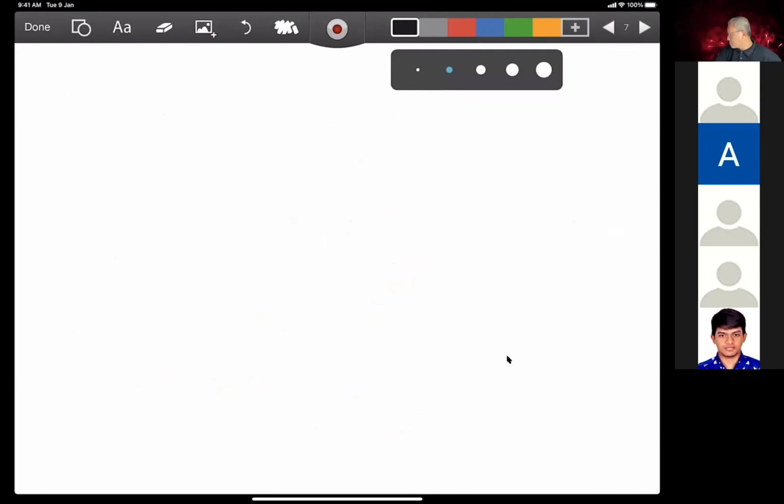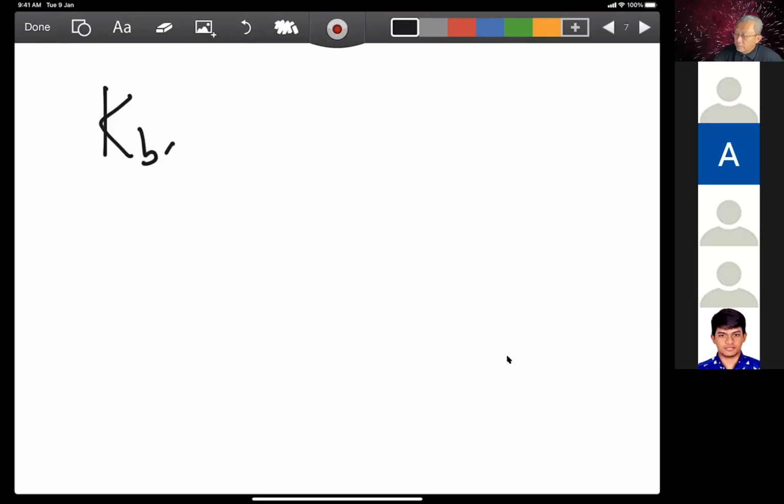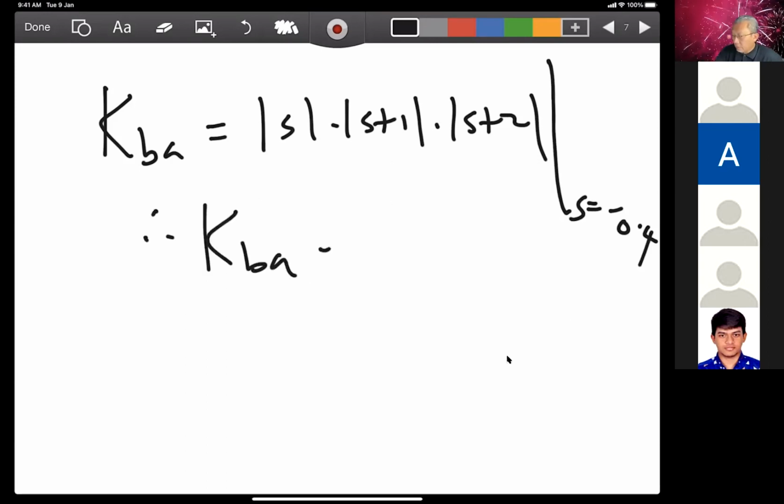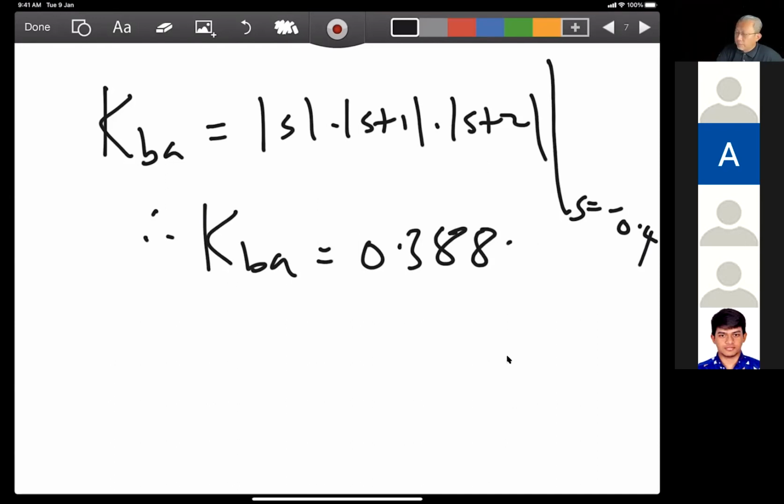Okay, what is the gain? Find the breakaway point. The gain at the breakaway point, with s equal to minus 0.4, so the gain will be 0.3. Okay.